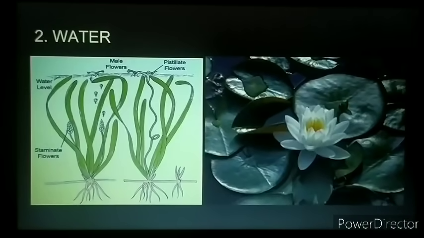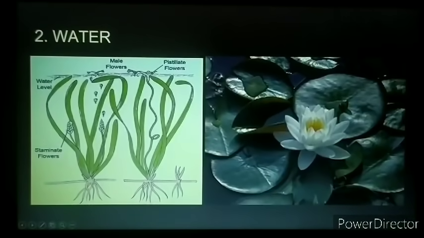Pollination is brought about by water in aquatic plants like Vallisneria and lotus, as you can see in the module. In Vallisneria, as you can see in the module, there are two types of flowers visible: staminate flower and the pistillate flower. This is the staminate flower, that is the male flower, and this is the pistillate flower, that is the female flower. In Vallisneria, the male flowers are initially born under water.